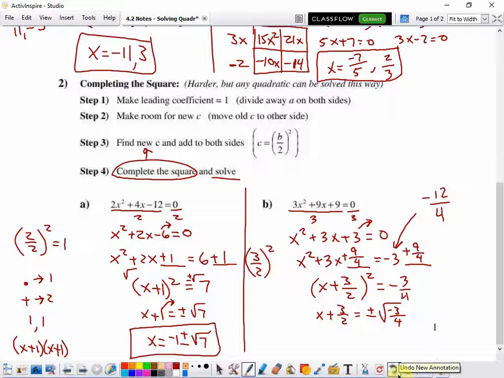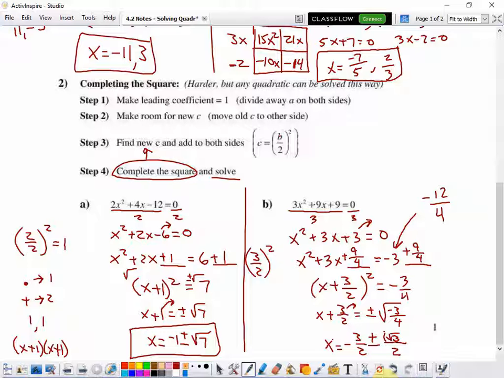And I'm going to do two things in this step. I'm going to move this 3 halves over, and then I'm going to simplify this radical. So x equals negative 3 halves plus or minus. The square root of 4 is 2, so it's going to be over 2. The square root of negative 1 is i, so I'm going to have an i here. And the square root of 3 is an irrational number, so I'm just going to leave it as the square root of 3. So my final answer is negative 3 halves plus or minus i times the square root of 3 over 2.